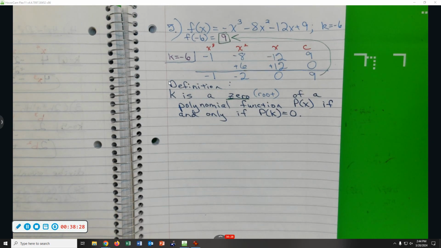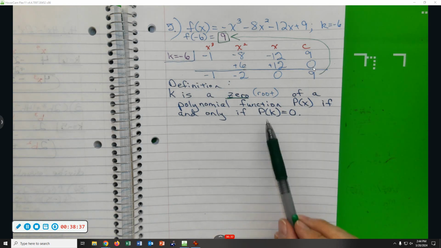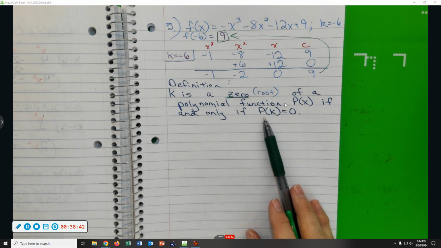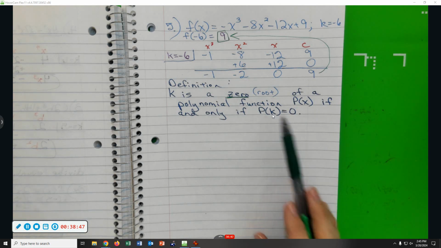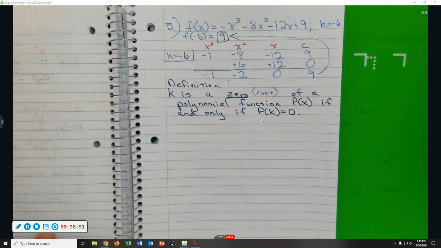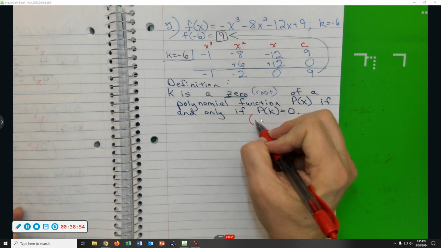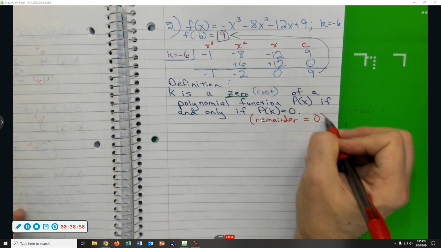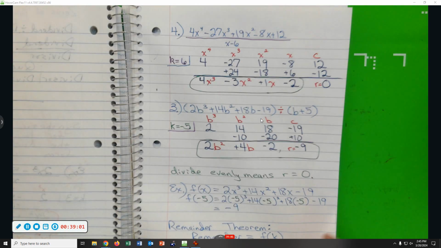Like, is k equal negative 6 a 0? No. Because when you plug in negative 6, you don't get 0. And that's another thing. Another way of stating this definition, instead of saying p of k is equal to 0, you could say the remainder is 0. Put that over in here as a parenthetical expression. Remainder is equal to 0.